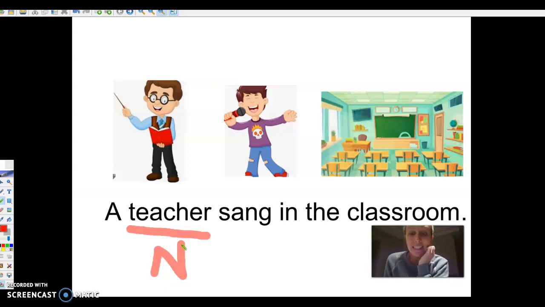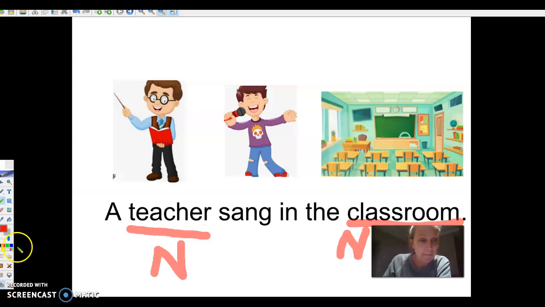Are there any places in this sentence? A teacher sang in the classroom. Yeah, classroom is a place. We're going to underline it and put an N for noun. Are there any things in our sentence? A teacher sang in the classroom? I don't hear one either.